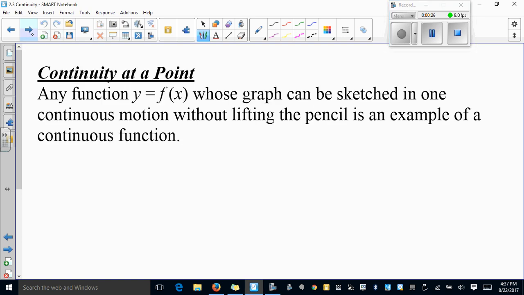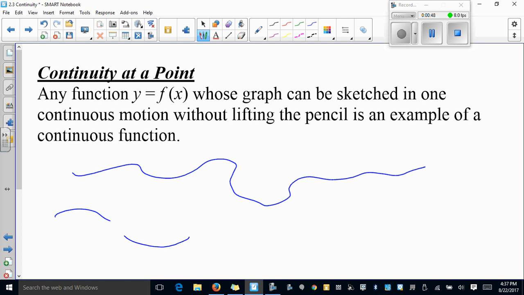Okay, so first of all, continuity at a point. Any function y equals f of x whose graph can be sketched in one continuous motion without lifting the pencil is an example of a continuous function. That is straight out an algebra definition of continuity. As long as you can draw without picking up the pencil, it is continuous. If you draw it and then stop, then it's no longer continuous.